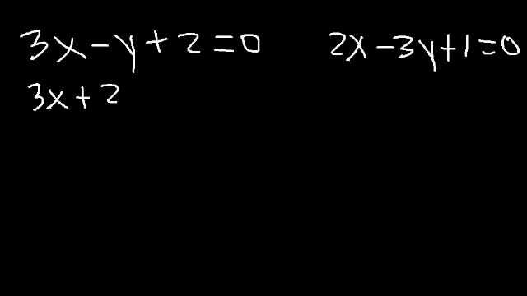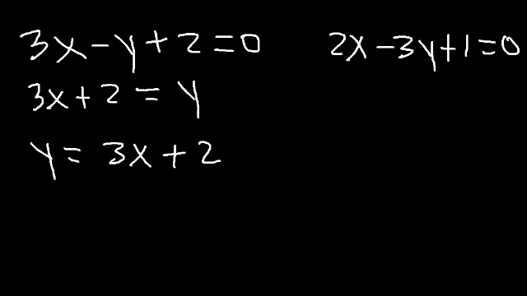For the first equation, I'm just going to move y from the left side to the right side. It's going to switch from negative y to positive y if you do that. So we have the equation y is equal to 3x plus 2. So the slope for this line, it's 3.